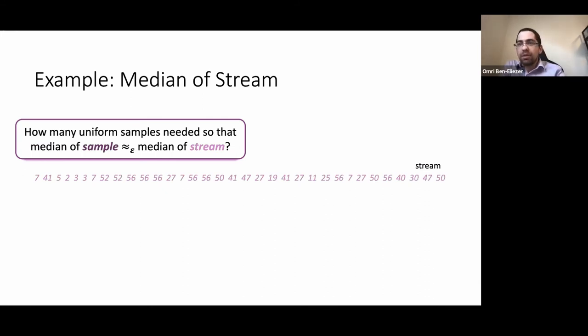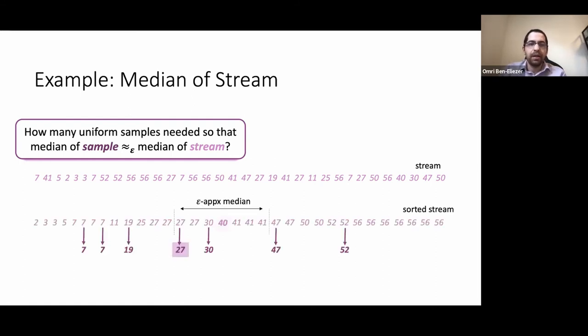And let's consider a canonical example: the median of a stream of real numbers. The question is how many uniform samples are needed so that the median of the sample will be an epsilon approximation of the median of the stream. So let's say that we are given this stream and we sort it. This is the area that we consider the epsilon approximation of the median. This is the actual median. And the question is, if you take a sample of so-and-so elements, what is the probability that the median of the sample will be a good approximation of the median of the stream?